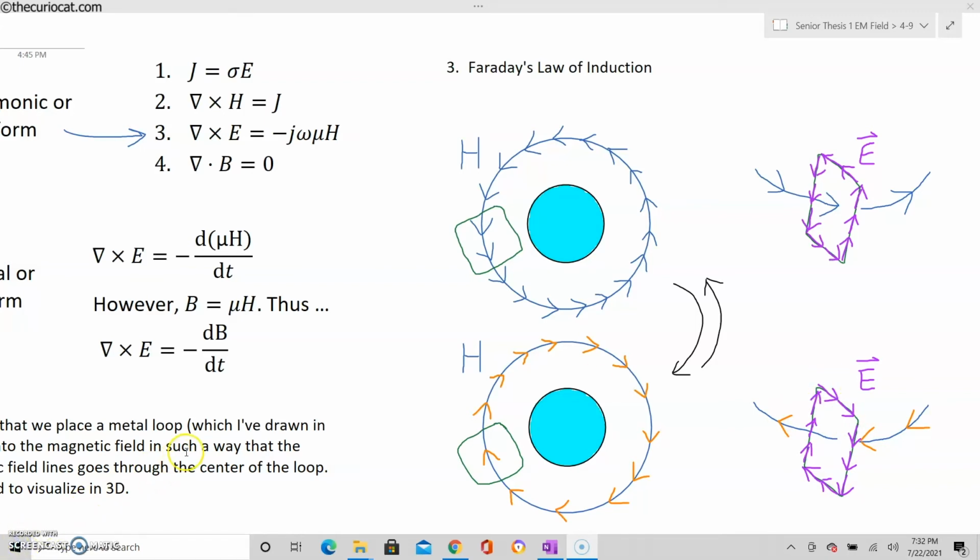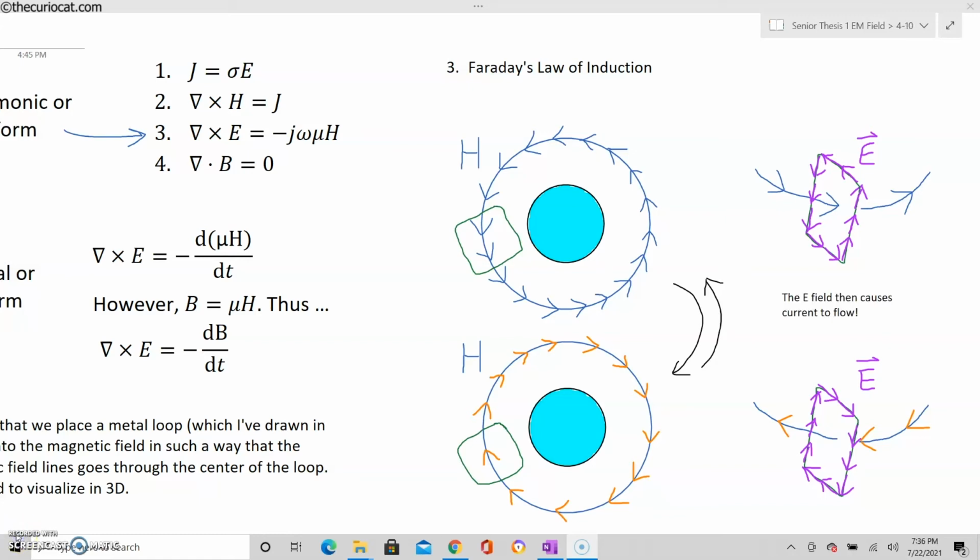Now look back at the equation. You notice that it says d dt, which indicates time varying. What this means is that this electric field will only be created if the magnetic field line is varying with time. And we see here that it's varying because the magnetic field line is going in, then it's coming out, and then it's going in, and then it's coming out. It is this time varying nature of the magnetic field that creates the electric field.